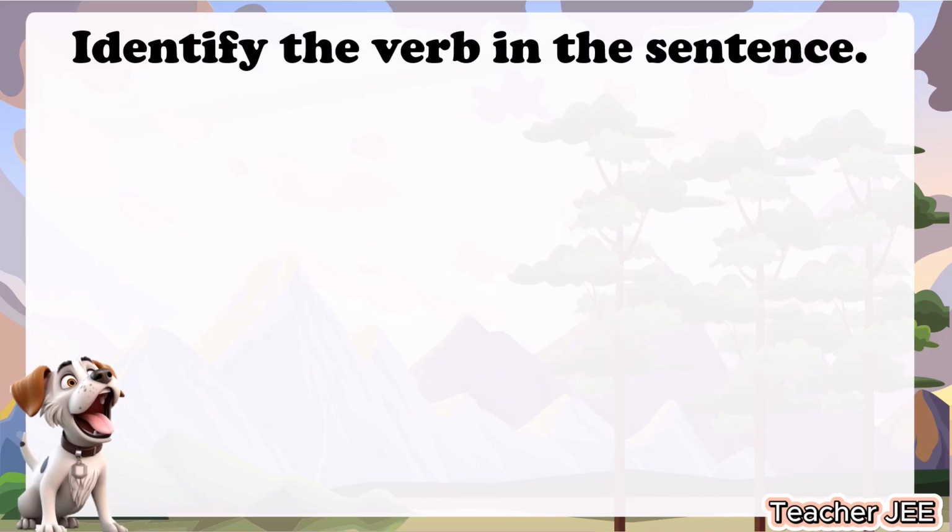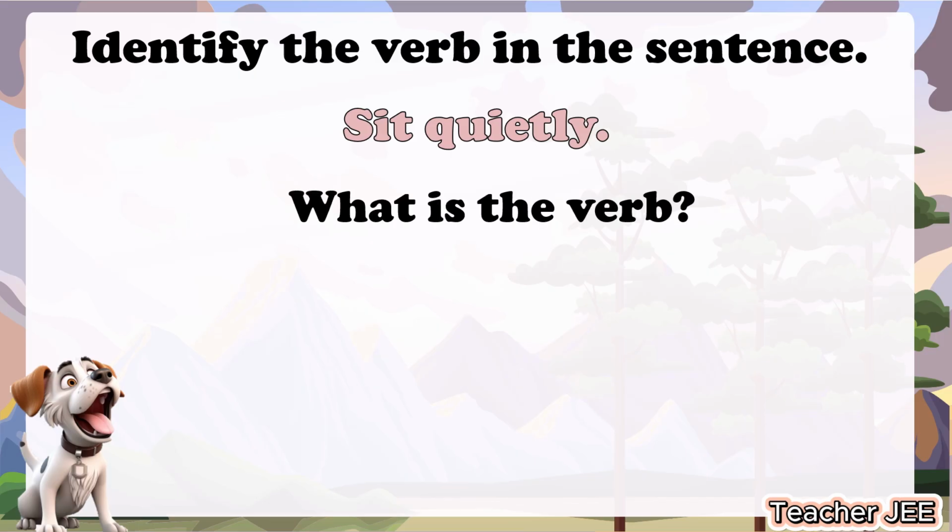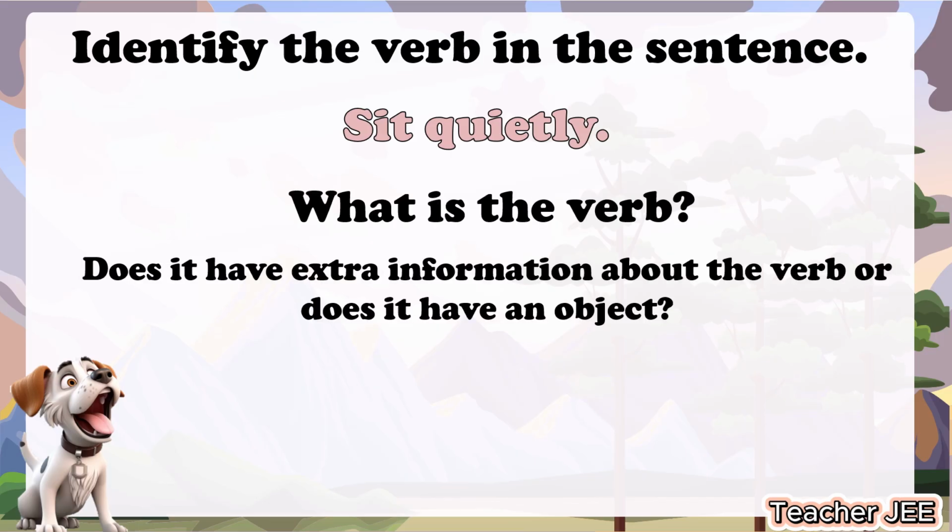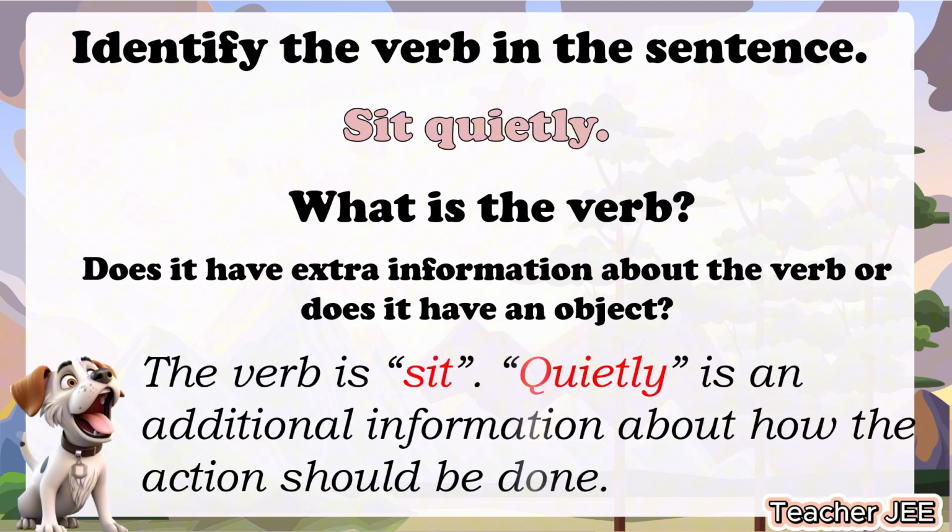Identify the verb in the sentence. Sit quietly. What is the verb in the sentence? Does it have any extra information about the verb, or does it have an object? You can pause the video if you want to answer. The correct answer is, the verb is sit. You're actually right. And quietly is an additional information about how action should be done. So how to sit? Sit quietly.